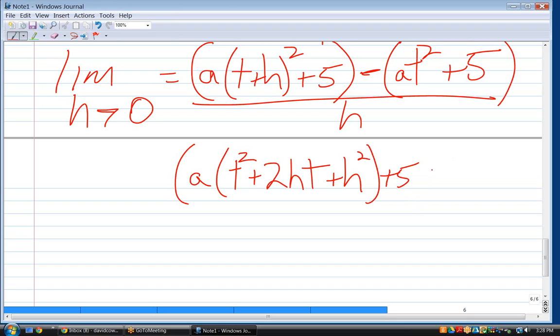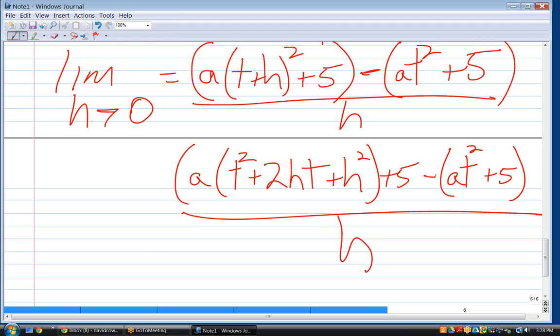Plus 5. Plus 5 minus h. The second set of parentheses are very important. If you omit that second set of parentheses, you will get the wrong answer, because there's a negative sign in front of it, and there's always a negative sign in front of it. Okay?